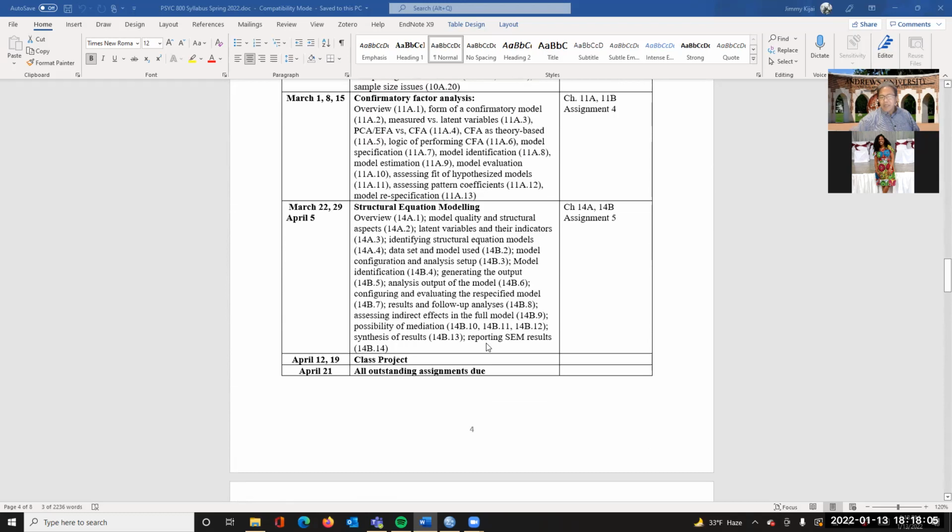There is a class project which we forewent last semester, but I think we need to have a class project this semester. Think of the class project as a capstone activity that would require you to comprehensively apply one or more of these different techniques. All right.